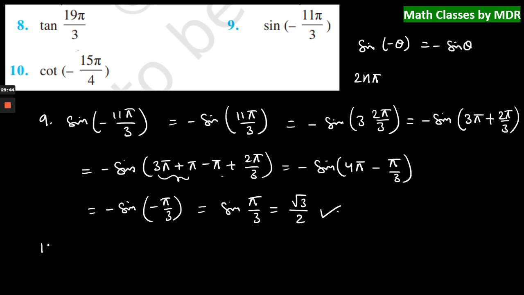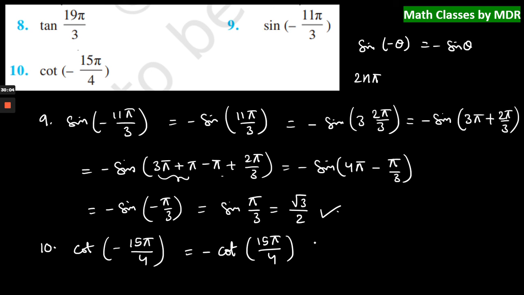Now let's see it for the 10th one. Cot minus 15 pi by 4. More or less similar here. So cot of minus theta is also minus cot theta. So it can be written as minus cot 15 pi by 4, right? So 15 pi by 4 can be written as 12 pi plus 3 pi, right? But instead of that, what I would write is 15 pi plus pi minus pi by 4.